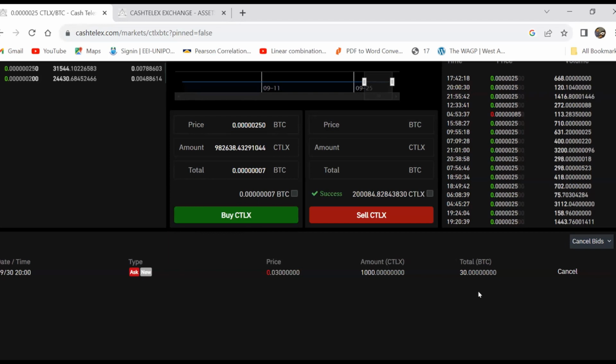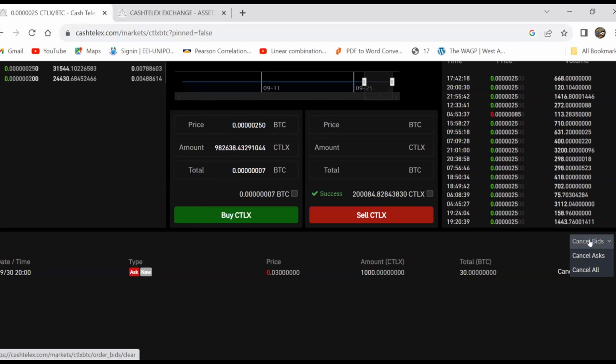Because I'm not selling, because I know the future is CashTelex, the future is very bright with CashTelex. I believe so much in CashTelex, and I keep preaching it to people that it's better you join the boat when we don't have too much of this, before this price skyrocketed and all that. So I'm going to cancel the bid because I'm not selling.